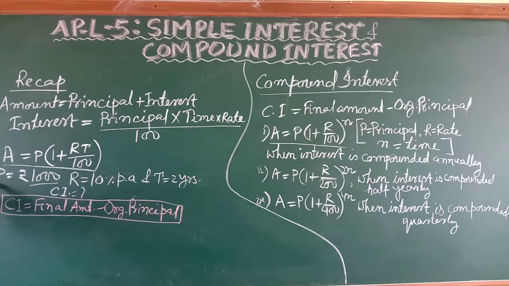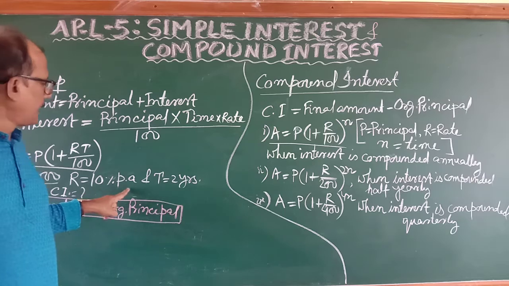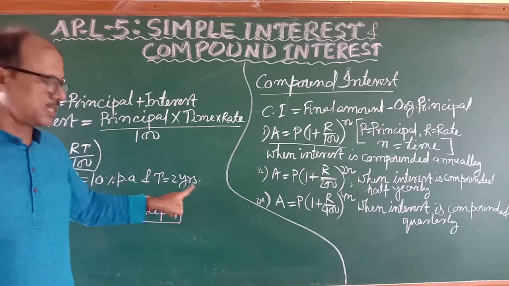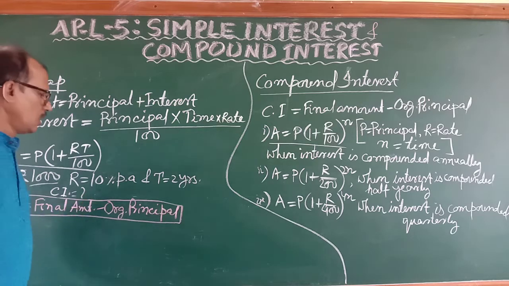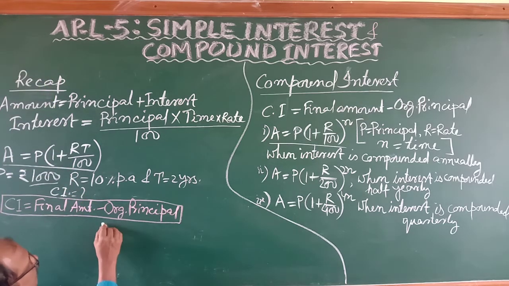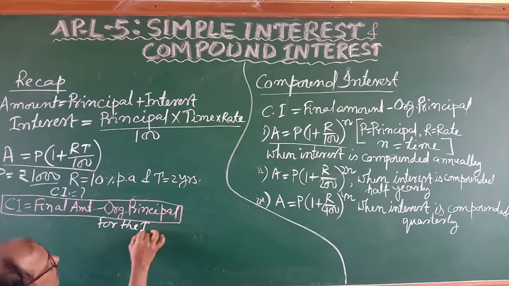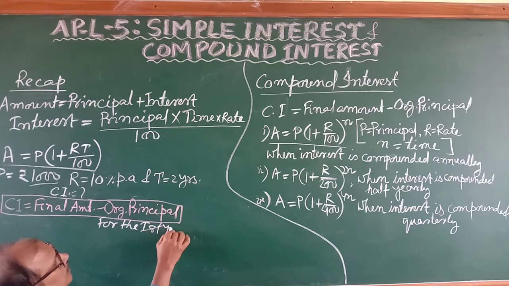See, principal is given as ₹1,000. The man has invested ₹1,000 at 10% per annum interest, and for 2 years, what will be the compound interest? You have to find out the compound interest. So to proceed with this, first you find out for the first year. For the first year, what will be his amount?